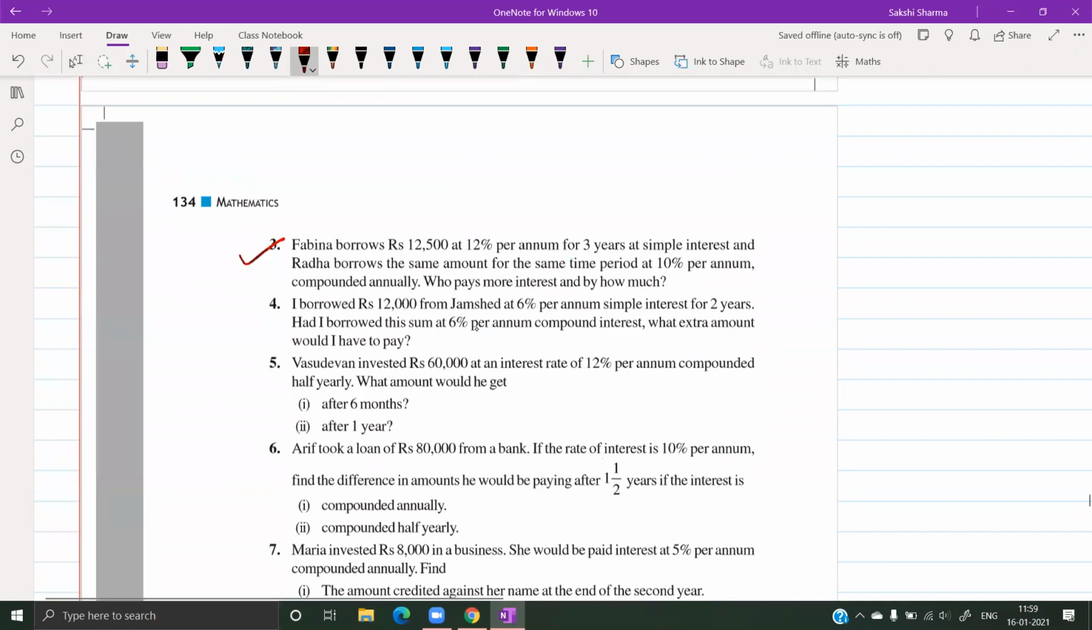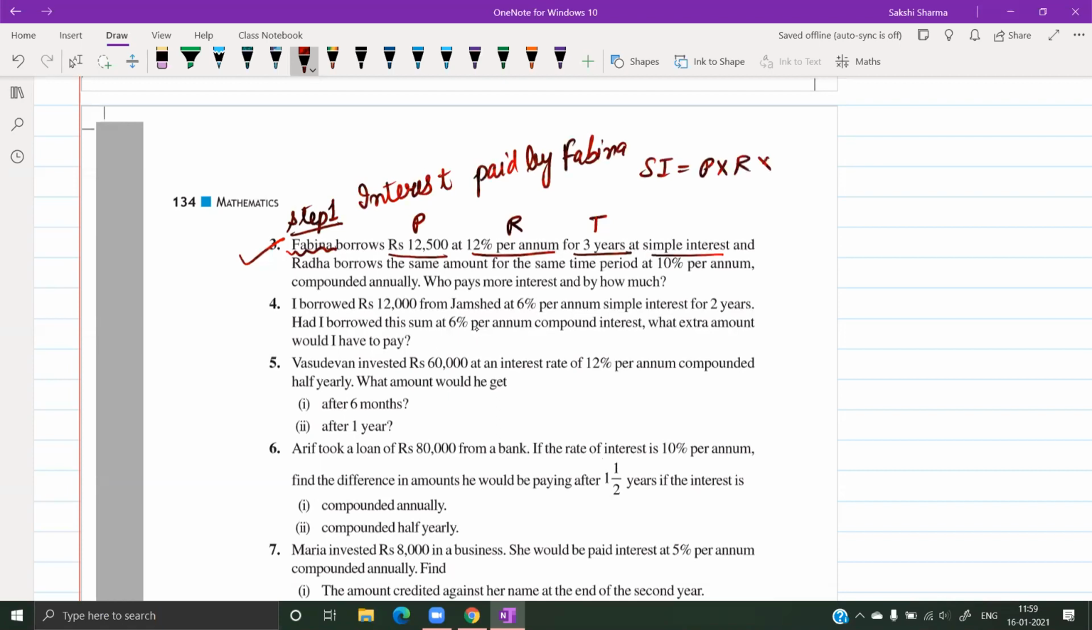Fabina borrows 12,500 rupees at 12% per annum for 3 years at simple interest. Can you solve this part? What will be the interest that Fabina has to pay? This will be step number 1, interest paid by Fabina. You will be using the formula for simple interest, P multiplied by R multiplied by T over 100. You will obtain your answer.